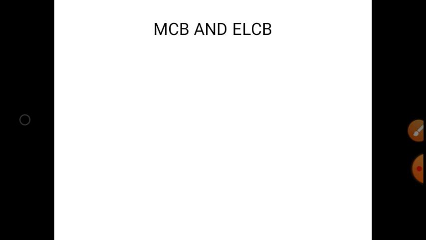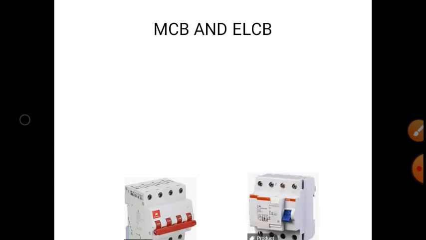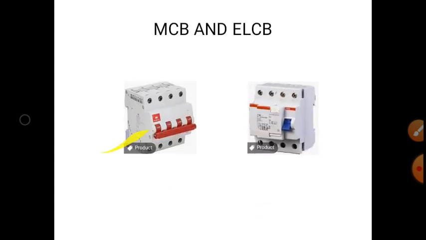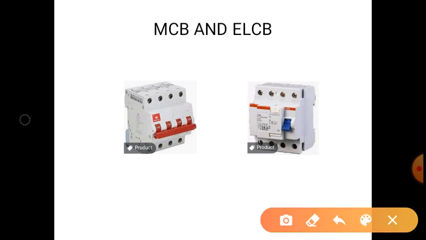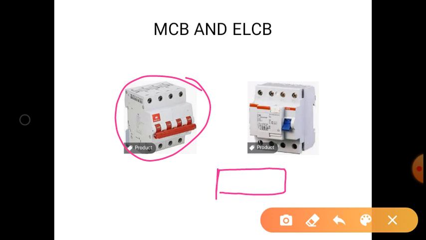So we'll go to the next one. It is MCB and ELCB. In the first diagram you can see one type of MCB. It is used for three-phase supply. And in one more diagram you can see that is ELCB. ELCB is nothing but earth leakage circuit breaker. A circuit breaker is nothing but a device which isolates the healthy part from the unhealthy part whenever a fault occurs in the load. It breaks the circuit.